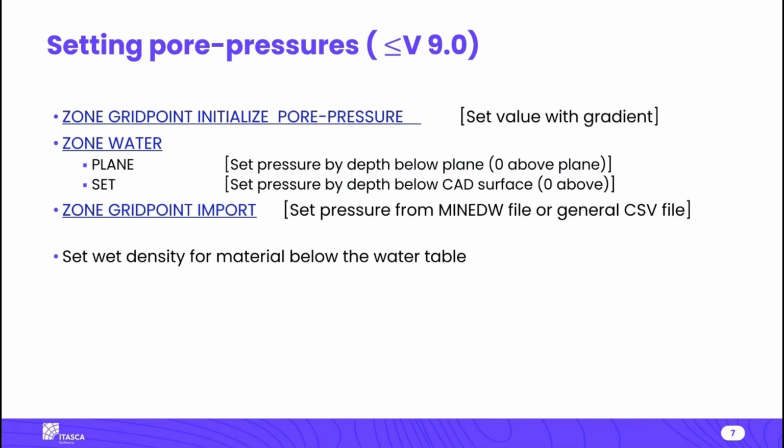So setting the pore pressures. If we're not actually doing a groundwater analysis, or even if we are doing a groundwater analysis, you may want to set the initial pore pressures. In version 9 and below, this is the way you can do it. Zone gridpoint initialize pore pressure, and you give some parameters. Or zone water, and you specify a plane or a geometric set, or zone gridpoint import.